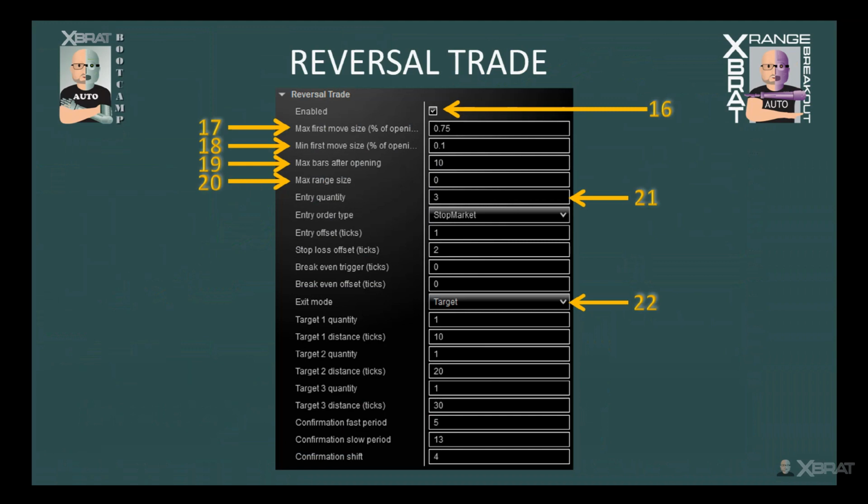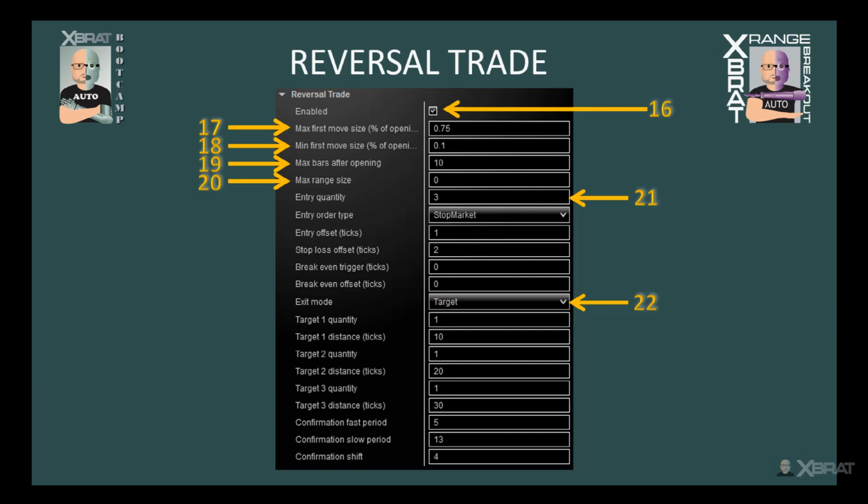So the next module is reversal trade. The strategy looks for trades that are the reverse of the opening range bias. For example, if the opening range is green and the price action turns down suddenly, then we want to trade the reversal at the bottom of that range. So it's important that you run this module on its own on a different chart to the opening range trade as well.